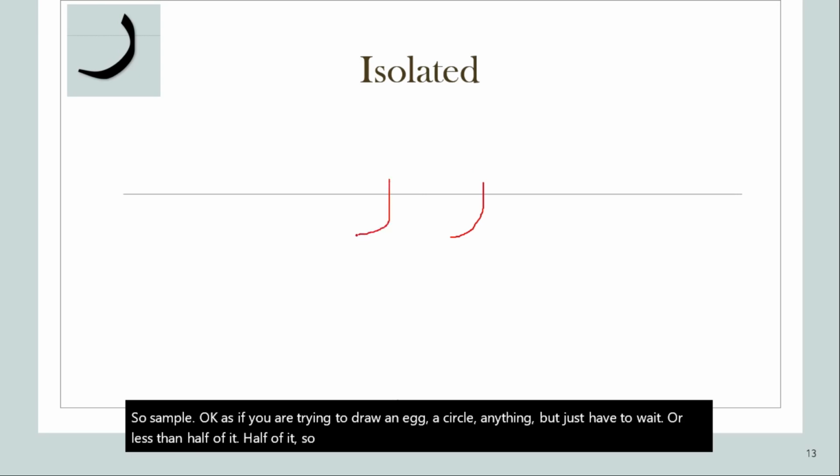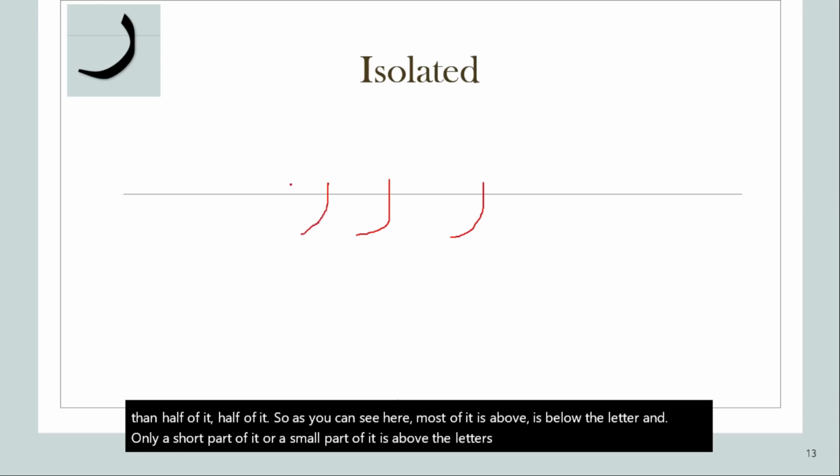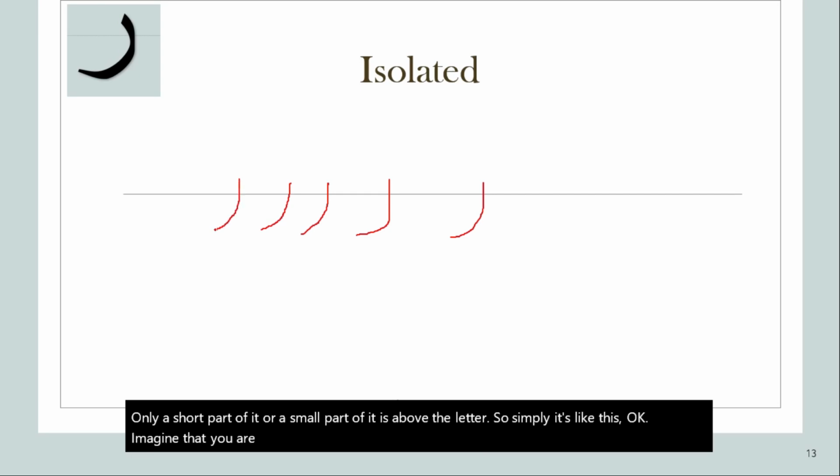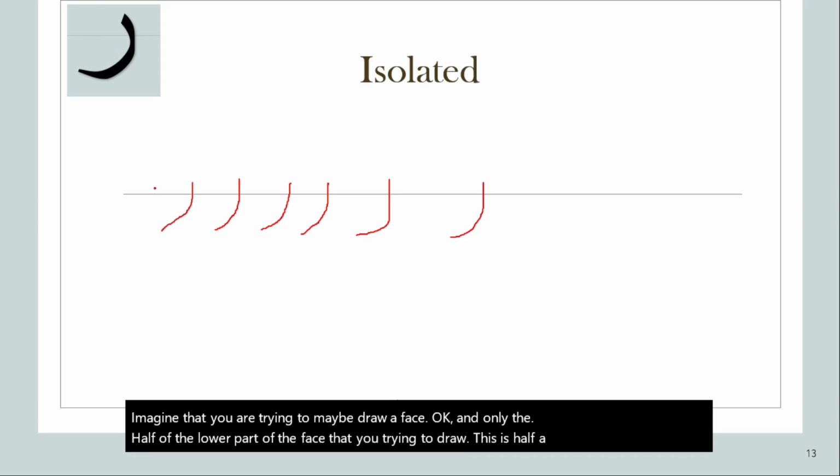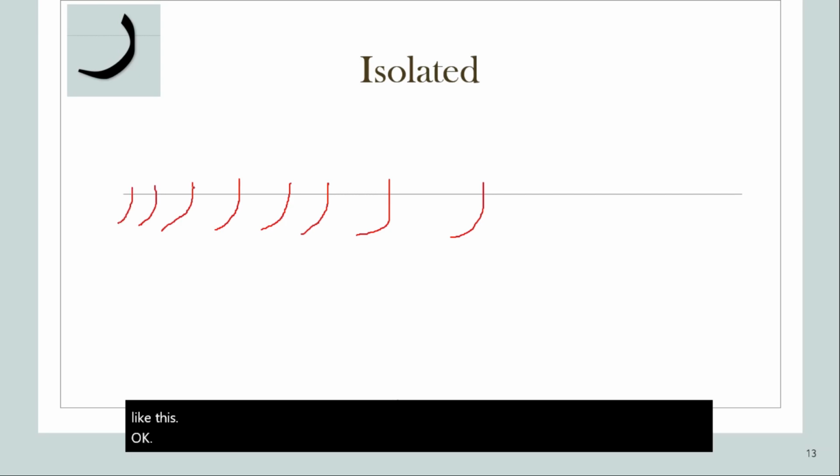So as you can see here, most of it is below the line, and only a short part of it, or a small part of it, is above the line. So simply it's like this. Imagine that you are trying to draw a face, and only the half of the lower part of the face that you are trying to draw, this is حرف الراء. So simple, just like this. Most of it is below the line. This is حرف الراء. It has no dots, nothing at all.